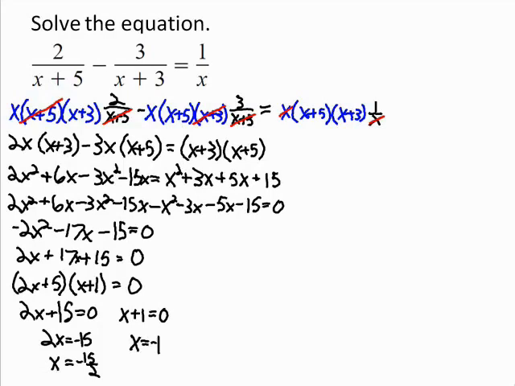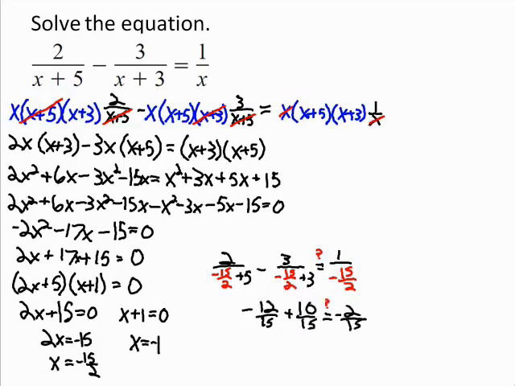Test whether or not these are solutions by substituting them into the original equation. Substitute negative 15 halves into the original equation for x. 2 divided by negative 15 halves plus 5 minus 3 divided by negative 15 halves plus 3 equals 1 divided by negative 15 halves. This simplifies to negative 12 fifteenths plus 10 fifteenths equals negative 2 fifteenths.